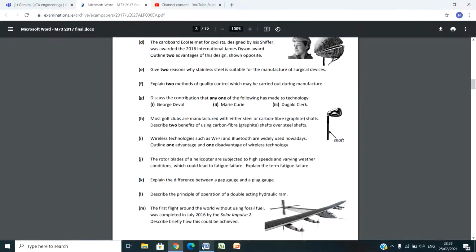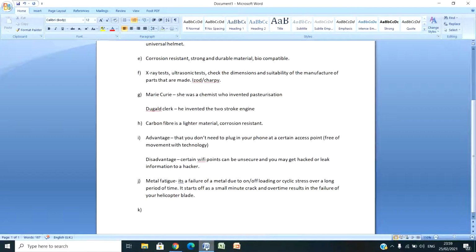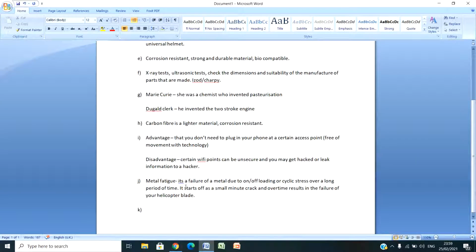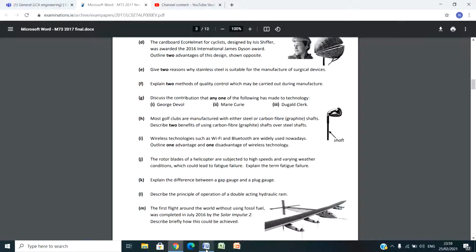And we're nearly there. 3 more. Explain the difference between a gap gauge and a plug gauge. Now again, this might be a question you don't know. If you don't know, skip it. We've only got 3 left. We've answered the rest of them, so technically we've got 10 done now already. But we'll see, can we answer a couple more. So explain the difference between a gap gauge and a plug gauge. Okay, we'll leave that one out. Alright, we'll pretend like we couldn't answer it.